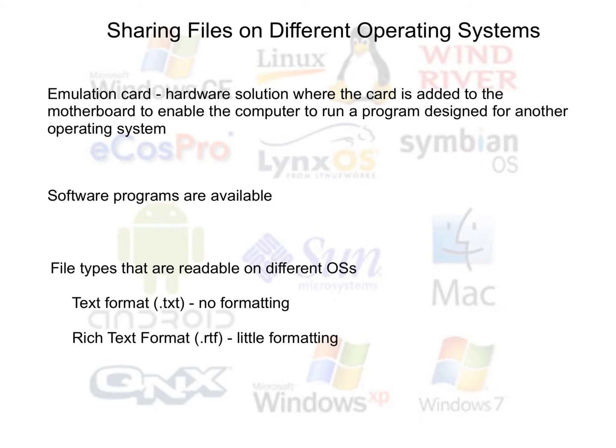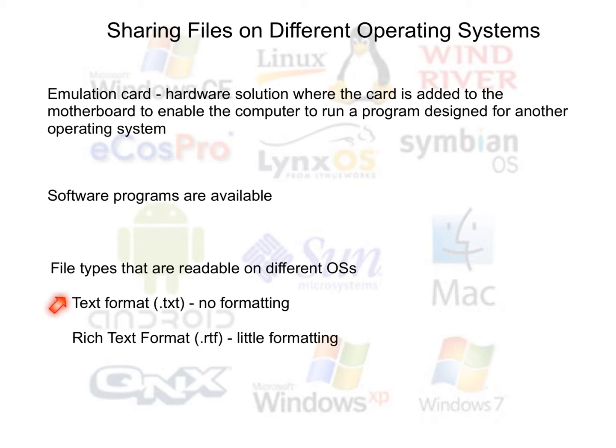There's a piece of hardware called an emulation card. This could actually be placed on the motherboard so that the computer can run programs that are designed for another operating system. There's also software programs that are available so that you could actually open up and read a file that was made on another operating system.